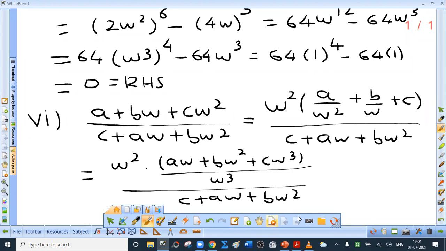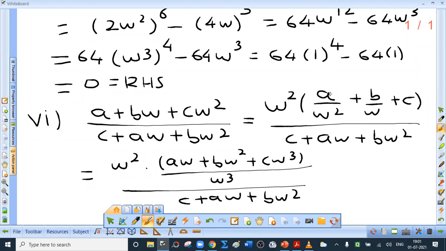See what I have done. Let me explain. From the numerator, take omega square common. To take omega square common means what? Divide each term by omega square. So it is a by omega square plus b by omega plus c. You can check this. Open the brackets.